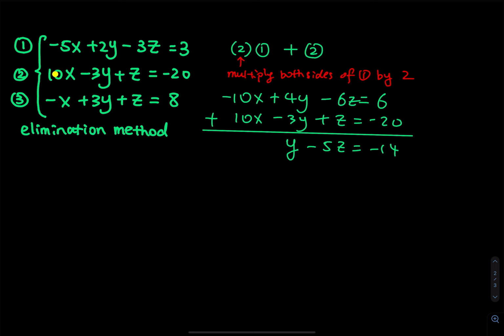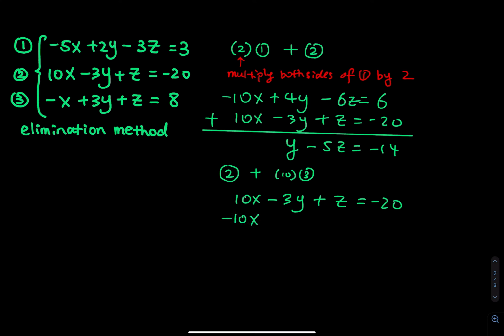So this is a 10. I would like to multiply 10 on both sides. All right. So we are going to take equation 2 and add that to 10 times equation 3. So equation 2, no change. 10x minus 3y plus z equals negative 20. And then we take 10 times equation 3. So 10 times negative x, negative 10x. 10 times 3y, positive 30y. 10 times z, positive 10z. And then 10 times 8 is 80.